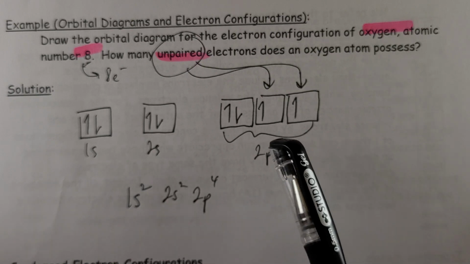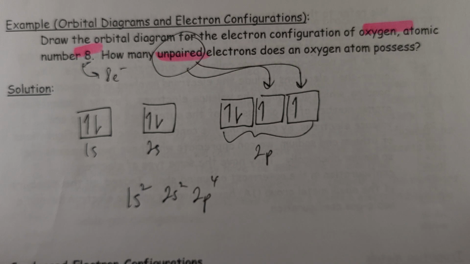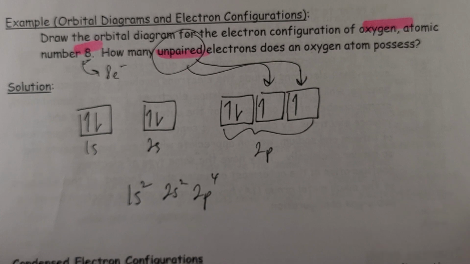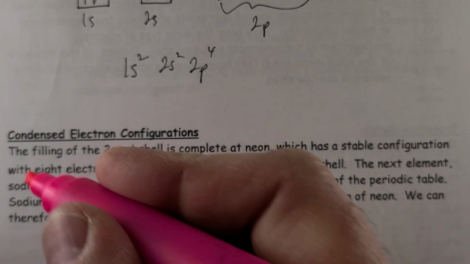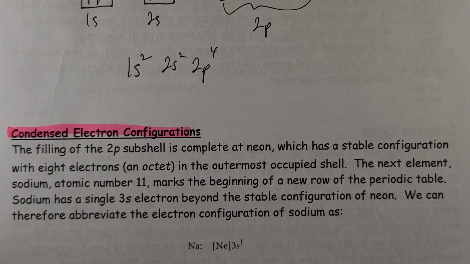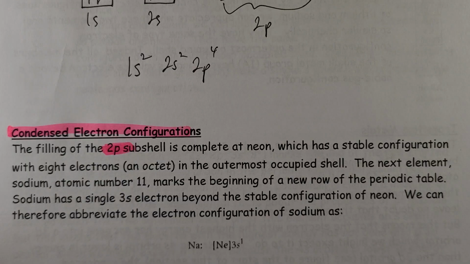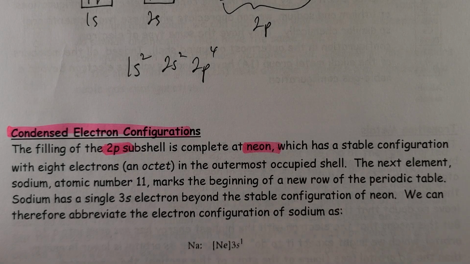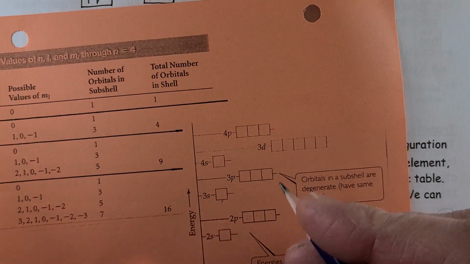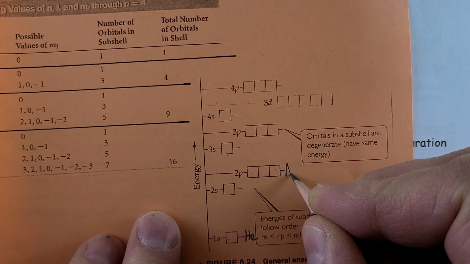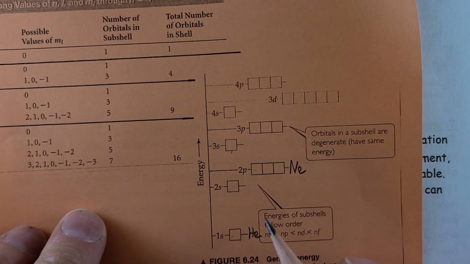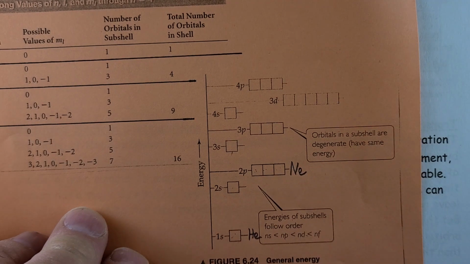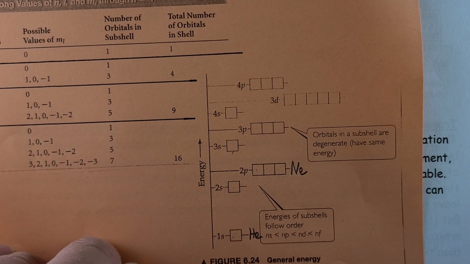And let's see, oxygen, if I was to go 2 more, then I would get to the noble gases having the 2p regions filled up, which leads us to condensed electron configurations. The filling of the 2p subshell is complete at neon. If I was to complete the 2p region, that would fill up neon, because if you look at the periodic table, 2, 4, 6, 8, 10. Neon has an atomic number of 10. So we would have that completely full.